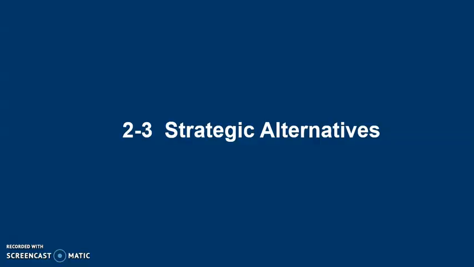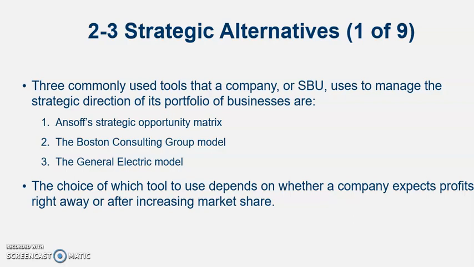Section 2, Part 3, Strategic Alternatives. Three commonly used tools that a company or SBU uses to manage are Ansoff's Strategic Opportunity Matrix, the Boston Consulting Group model, and the General Electric model. The tool to use depends on whether a company expects profits right away or after increasing its share in the market.